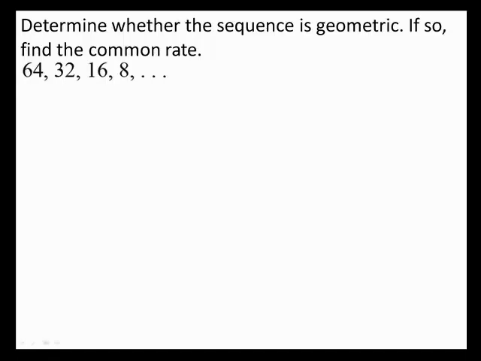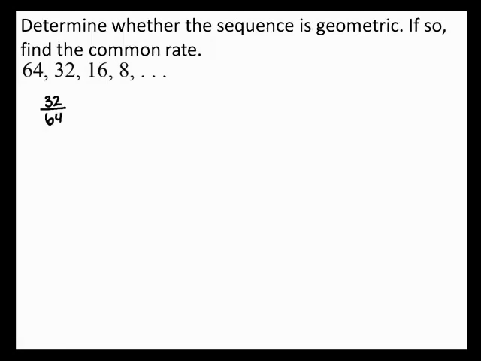Determine whether the sequence is geometric. If so, find the common rate. 64, 32, 16, 8. To find the rate, divide 32 by 64, 16 by 32, and 8 by 16.